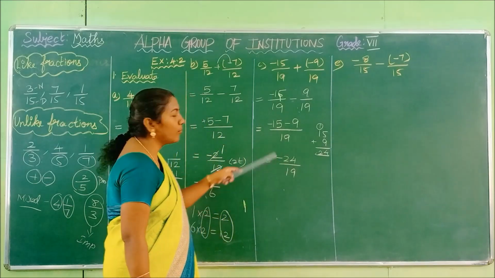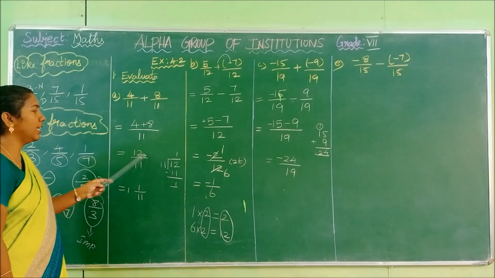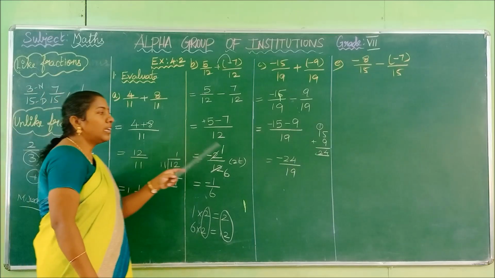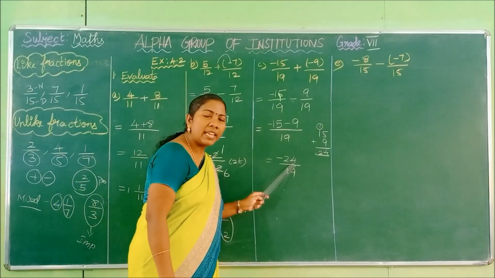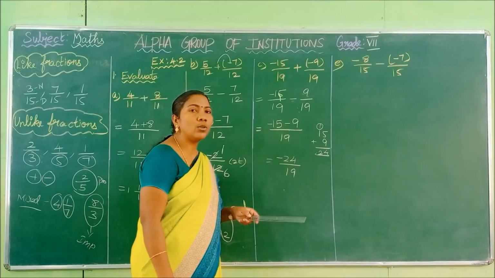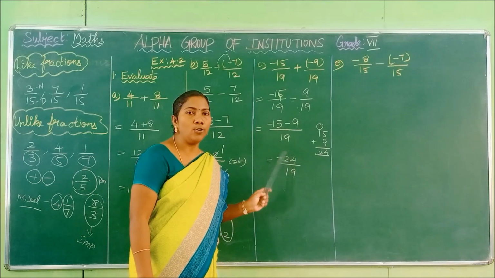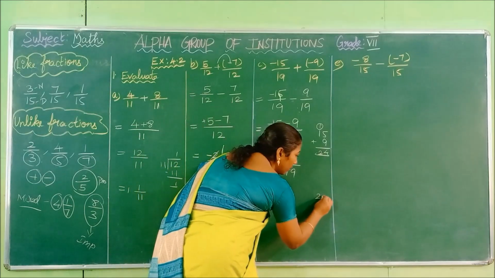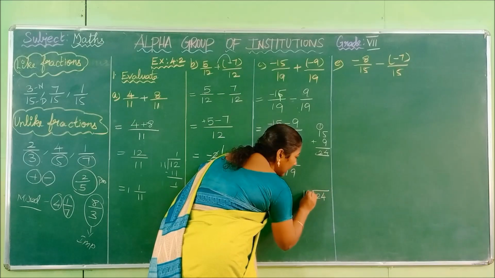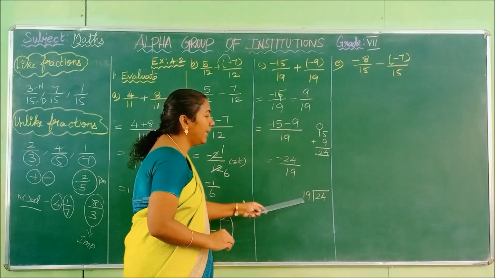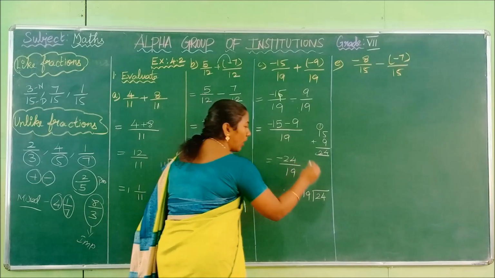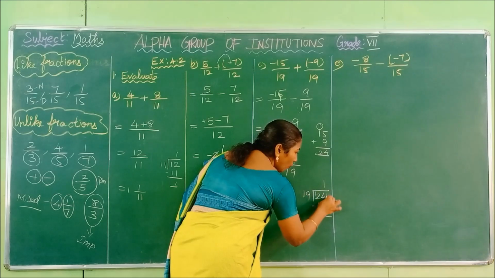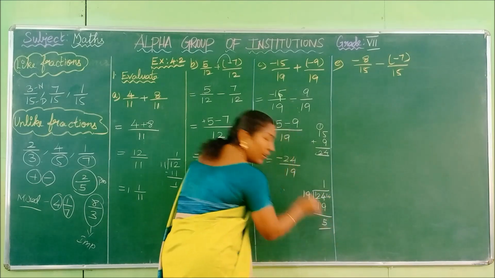Okay. Observe the fraction. See here, the numerator is bigger than the denominator. So what type of fraction is this? Improper. Here also the numerator is bigger than its denominator, so this is also an improper fraction. So we have to convert this improper fraction into a mixed fraction. How do you convert? By dividing the numerator by the denominator. In the 19 table, 24 did not come, so write one time. 1 times 19 is 19. By subtracting, 24 minus 19, you get the remainder 5.